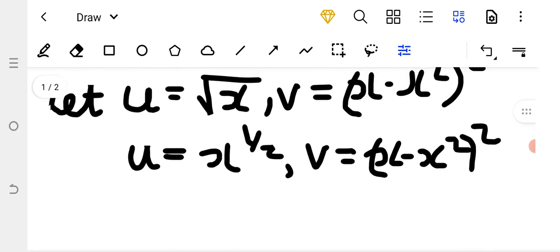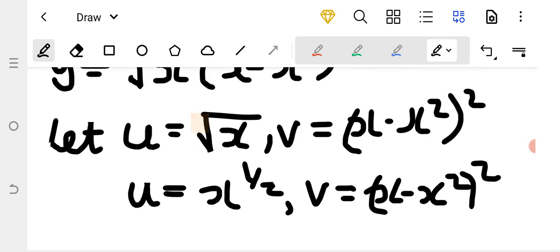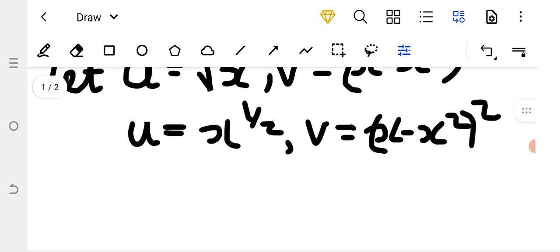But the cube root would have a 3 here, a 3 there. I hope you can see what I've done. So a 3 there would indicate a cube root, a fourth root would have a 4 there, a fifth root a 5 there. But for the square root, we don't indicate it.